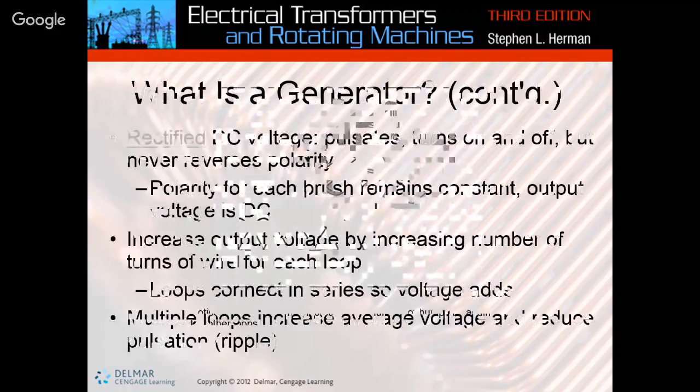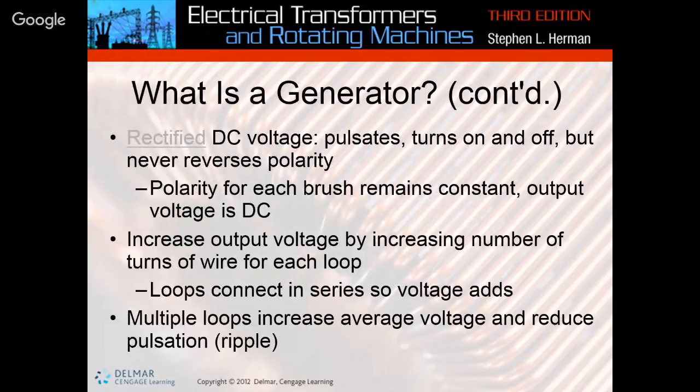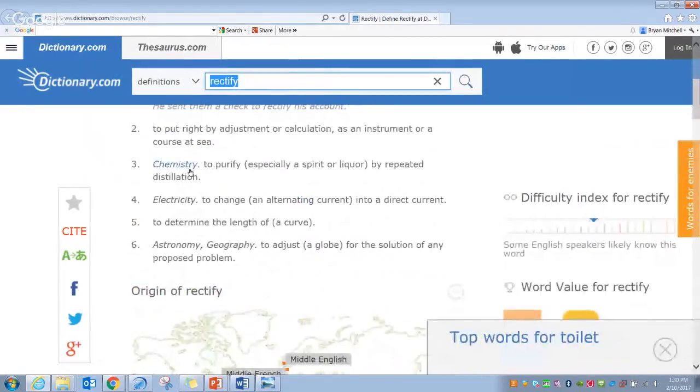All right, so what is a generator, continued? Rectified DC voltage. Who knows what rectified means? Very good, Mike. I got it highlighted there because I wanted to read you the definition: electricity to change alternating current into direct current. Okay, that's what rectified means.